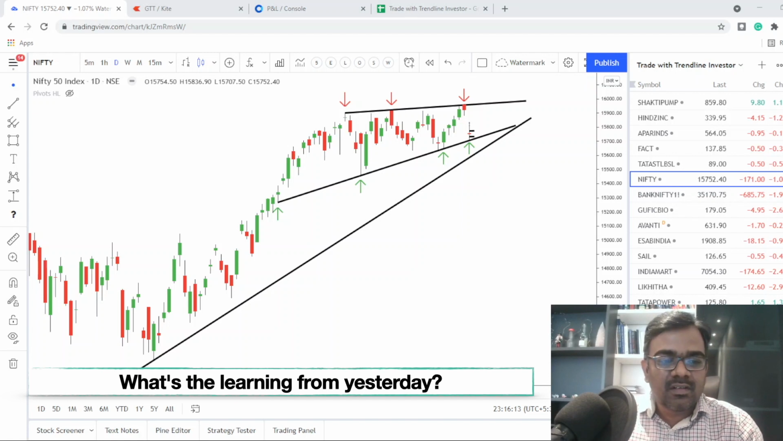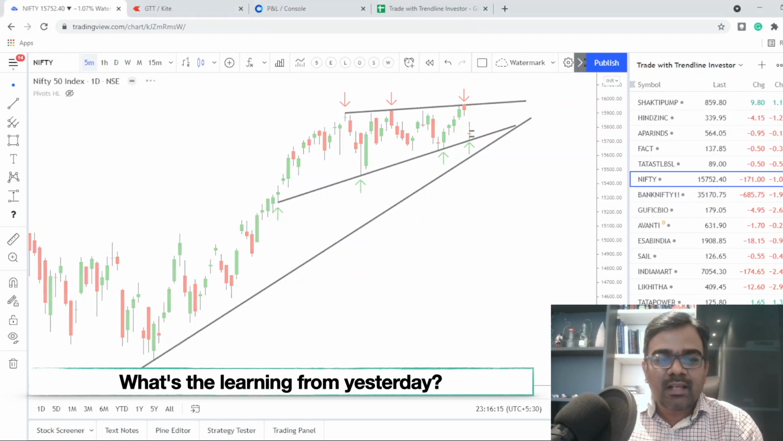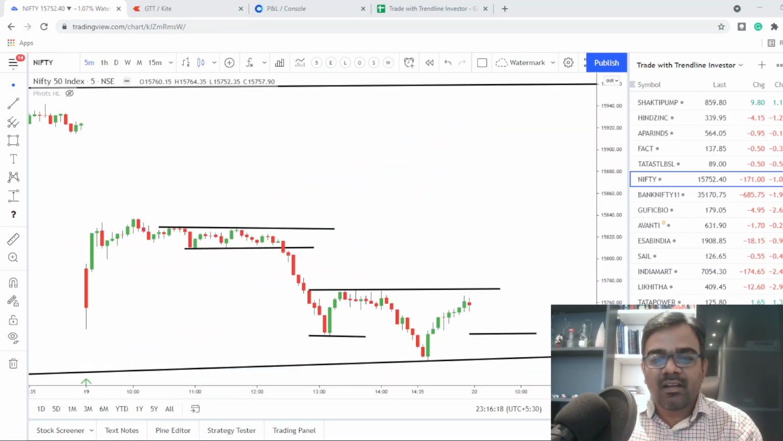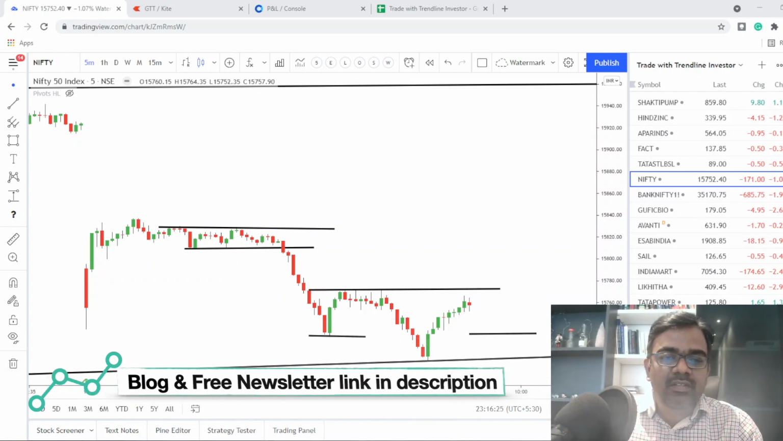So what's the learning from yesterday? There are days when you do not have a plan, right? But if you still want to take a trade, the best way, as I mentioned, is to follow the swing high low strategy or the simple Dow theory concept and take a position depending on which side it breaks.